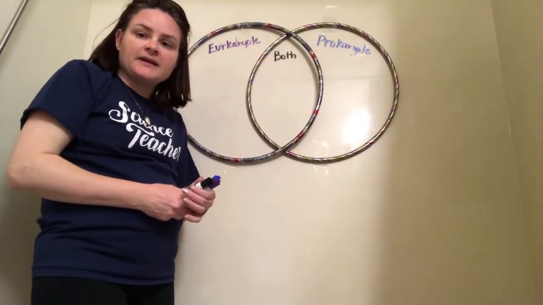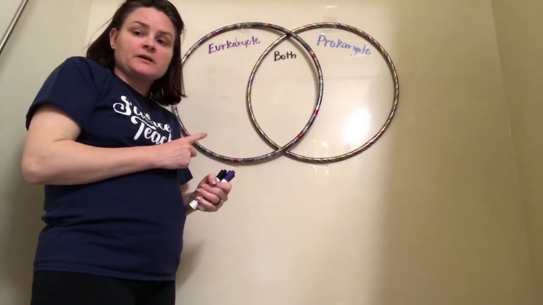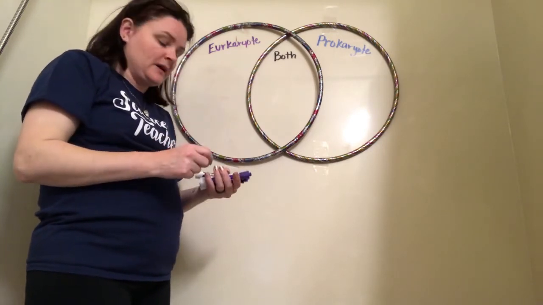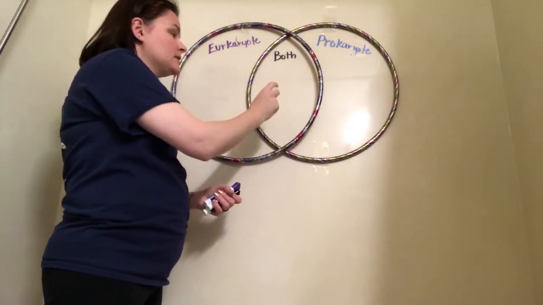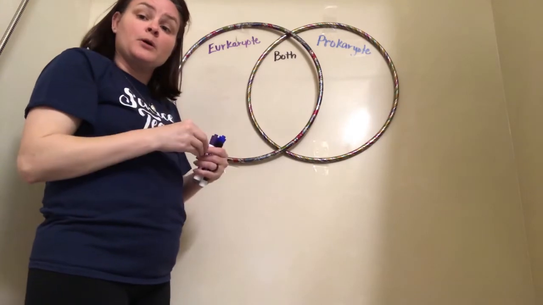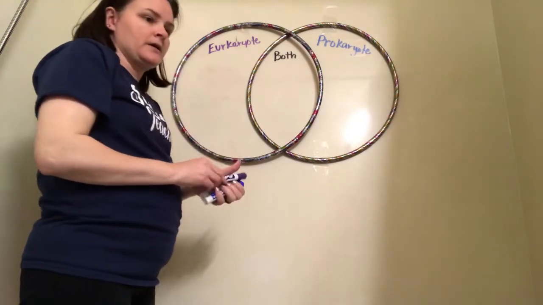Now, we are going to do a little bit of comparison. So just hang out with me for just a minute. Talking about these classifications and what makes each one of these unique, let's do this in a Venn diagram so we can see more specifically what we've got. We put eukaryote on one side and we put prokaryote on the other with how they both are similar in the middle.